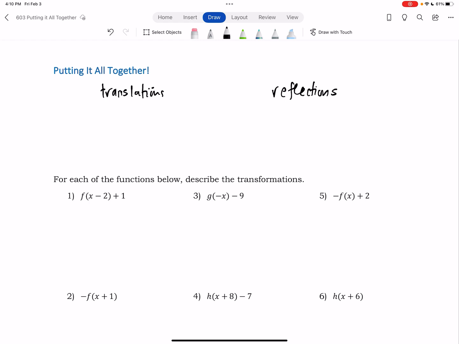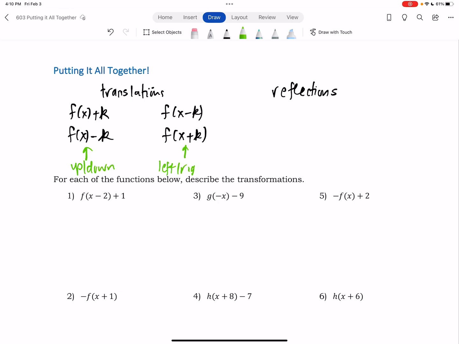Which ones are happening? So remember, translations have two kinds, the ones inside or outside the parentheses, and that determines whether you move it left or right, or up or down. Remember, when it's outside, it goes up and down. When it's inside, it goes left and right. When it's inside, it does the opposite of what you want. It goes right when you subtract and left when you add.